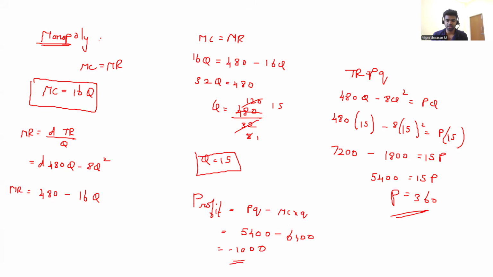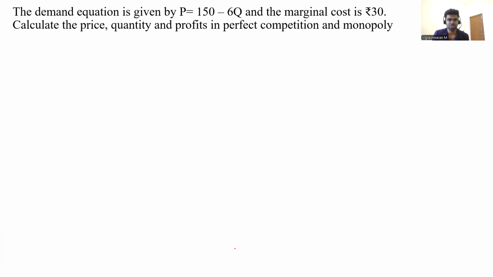Actually, in monopoly conditions, the profit will never be negative. The given question is for perfect competition. I took it for monopoly, right? That's why it is coming negative. But for monopoly, it will always be positive only. Okay. So we will solve this question. Just a minute.